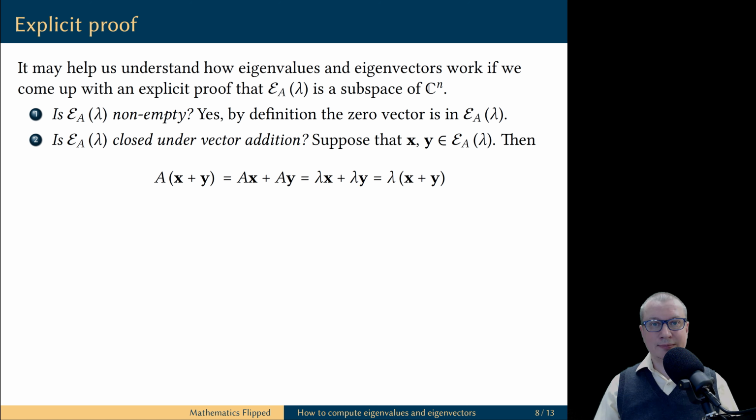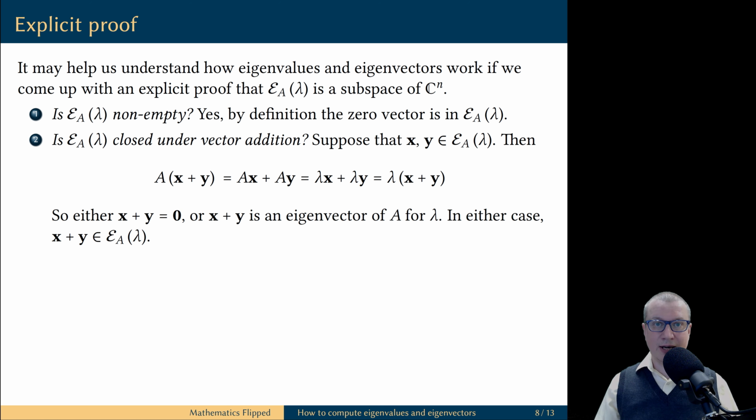Do you see why? The problem is that the vector x plus y could be the zero vector. But if x plus y is the zero vector, then it is an element of the eigenspace by definition. If x plus y is not the zero vector, then the above computation shows that it is an eigenvector, and therefore it is a member of the eigenspace. You see how careful you have to be when you work with the eigenvectors. You always have to check that the vector you get is not the zero vector to call it the eigenvector.